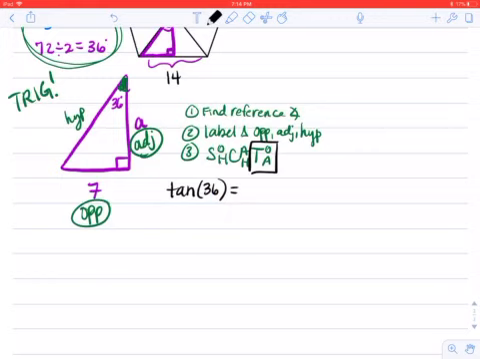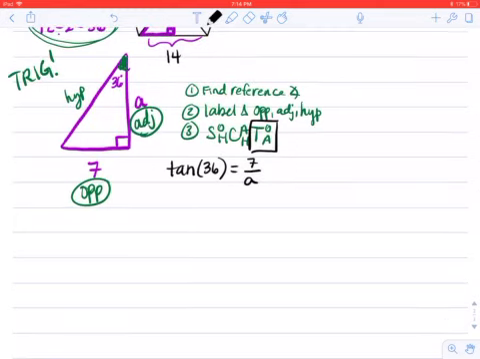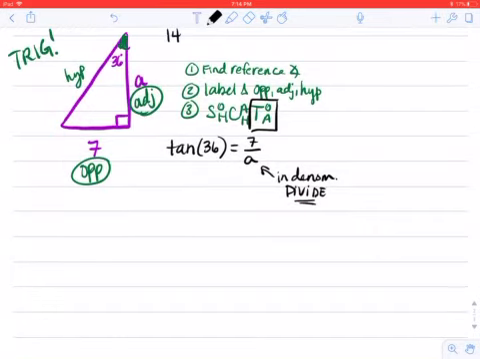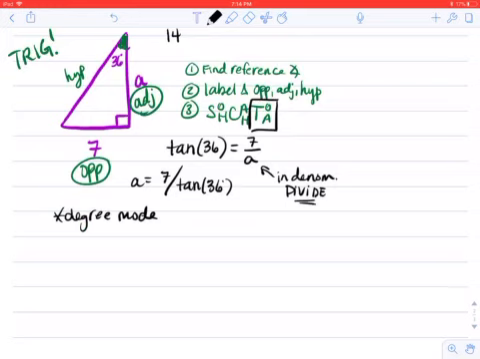Now, last thing is to set up the equation. Here's how we set it up. Tangent of angle, which is 36, equals opposite, 7, over the adjacent. So it's going to be A, or X, or whatever you want to call it. So my variable is in the denominator. If the variable is in the denominator, you have to divide. So you're going to end up typing in your calculator 7 divided by tangent of 36. Make sure your calculator is in degree mode.